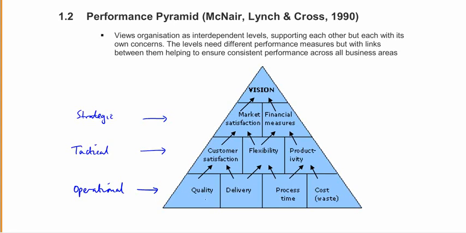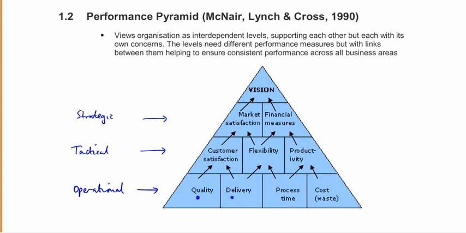If, however, you're inconsistent anywhere, so for example you are producing high quality products, so the reject rates are very low, but your distribution and delivery is then a load of rubbish, then you're not going to get the customer satisfaction. So you've got to have these things working together to build up the organisation to satisfied customers and ultimately market satisfaction and financial success.